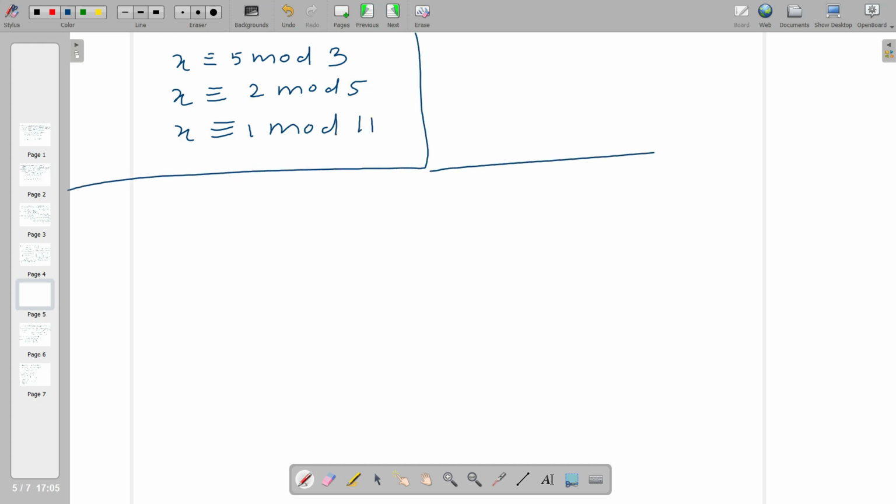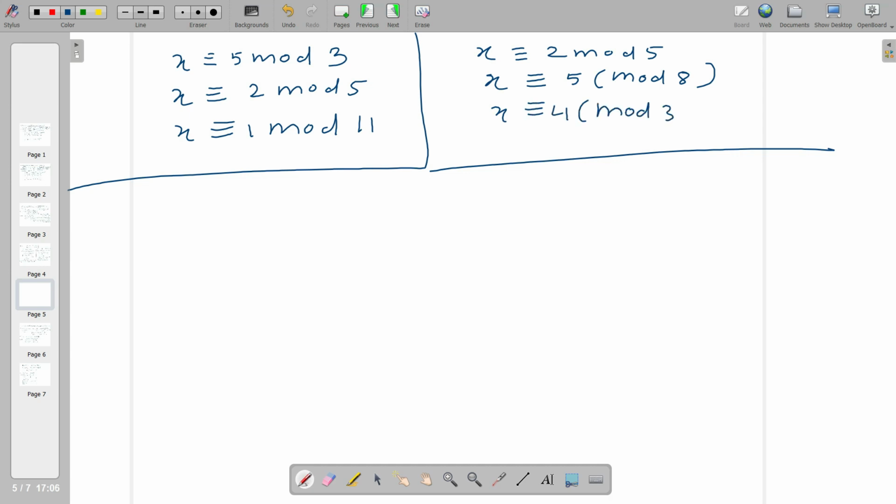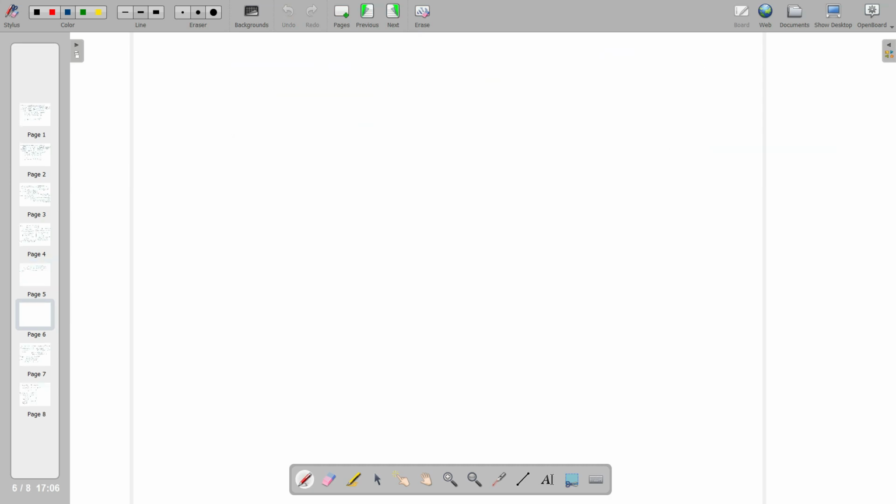Then another one is x is congruent to 2 mod 5, x is congruent to 5 mod 8, and then x is congruent to 4 mod 37. So these are just simple questions. You need to find out the value of capital M, M1, M2, M3, their inverses, and then you can find out the value of x. Here is another example, a good one. So these are the system of equations. 2x is congruent to 1 mod 3.